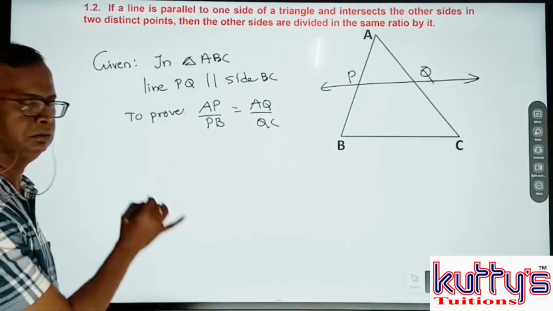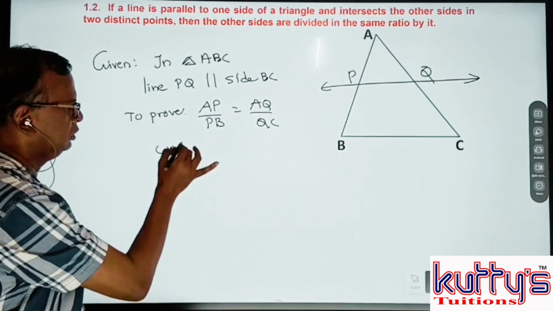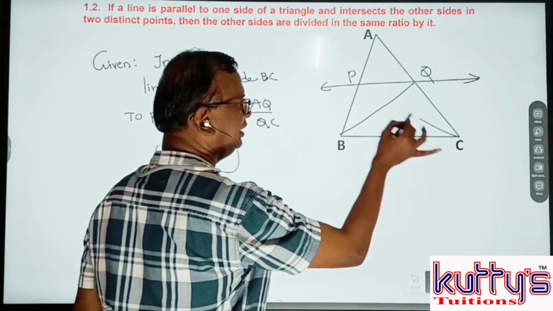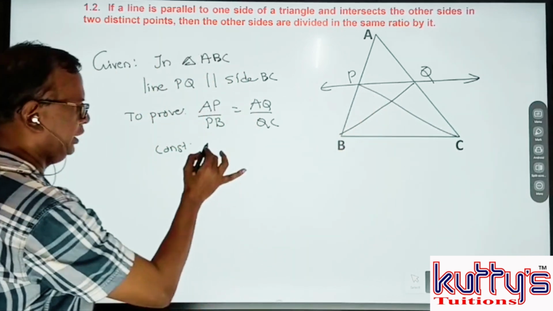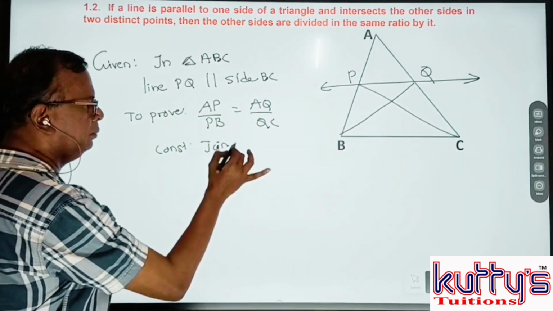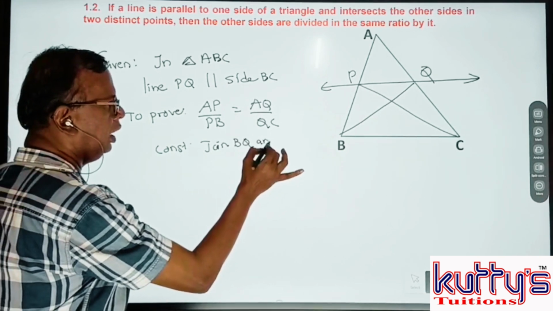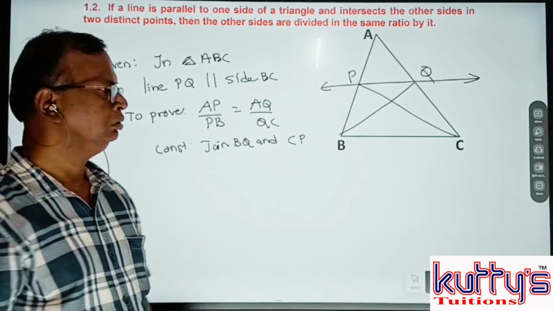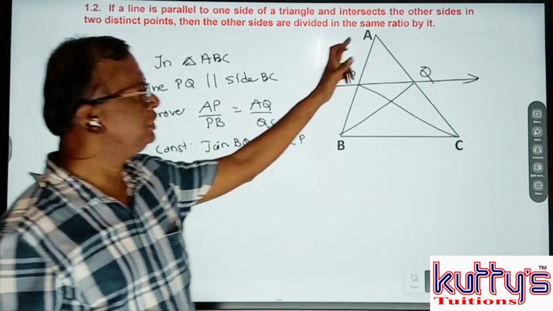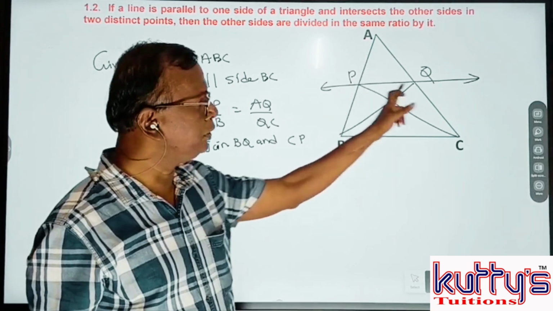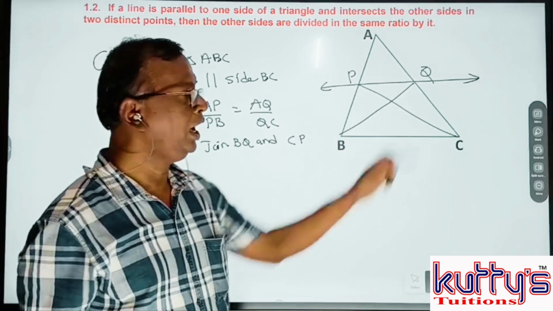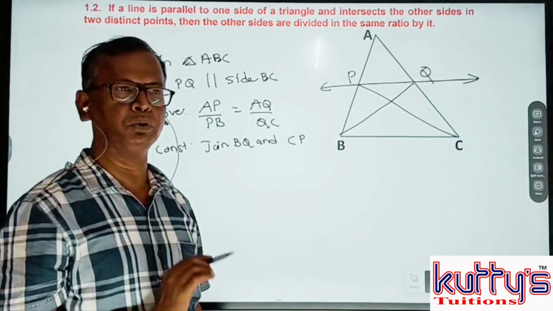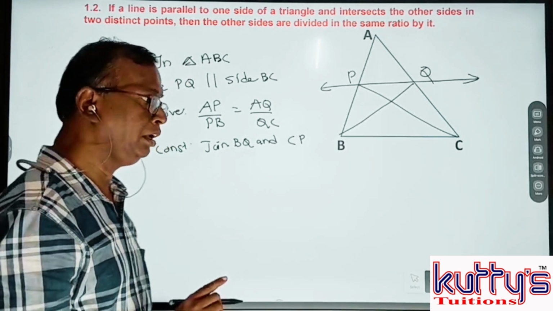Now comes the construction. What is construction? Join BQ and join CP. Alright? Join BQ and what is that? CP. You have to join it. Now comes the main theorem. Now if you see, triangle APQ and triangle BPQ have the same vertex Q. If the triangles have the same vertex Q, what is same? Heights are same. Okay? Understood?